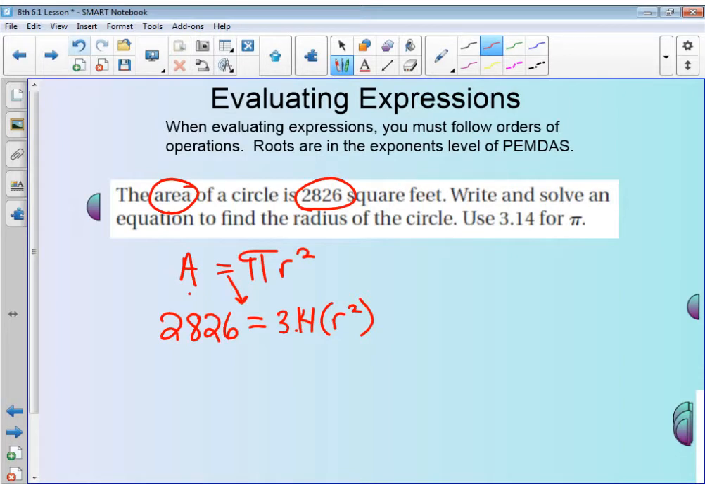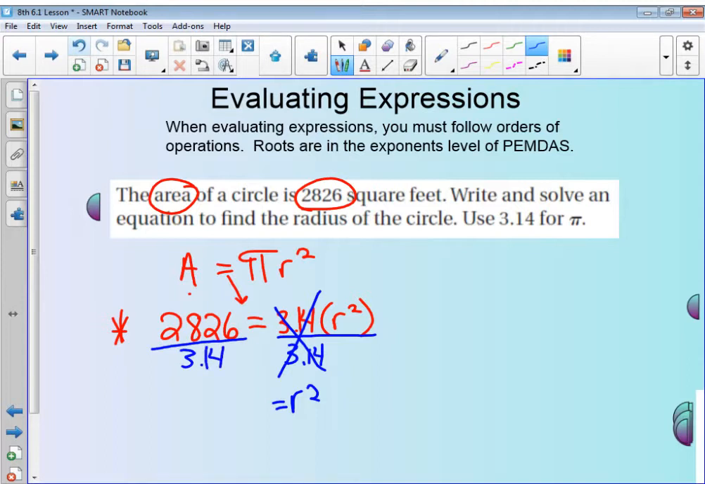So now if I want to get that r squared by itself, because remember, this is now going back to algebra, solving for a letter. So I want to get that r squared by itself. How am I going to get rid of that 3.14? I'm going to divide. So I'm going to divide this side by 3.14. So that's gone. Now I'm left with r squared over here. But whatever I do to one side, I have to balance the equation and do to the other side. So over here, I have to do divided by 3.14 as well.